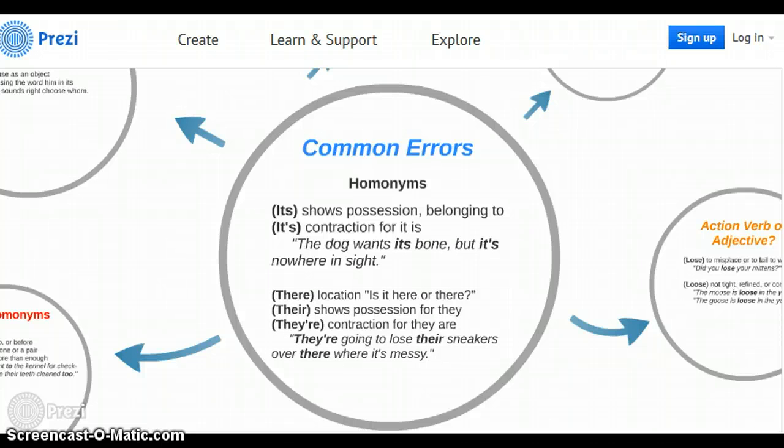There, their, and they're. THERE is a location. Is it here or there? And the word here is in both words, which might help you remember when to use this choice. THEIR shows possession for they. And THEY apostrophe RE is a contraction for they are. So they're or they are going to lose their sneakers, the ones that belong to them, over there in that place where it's messy.